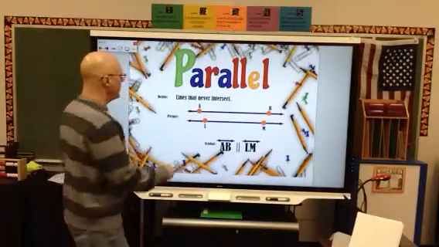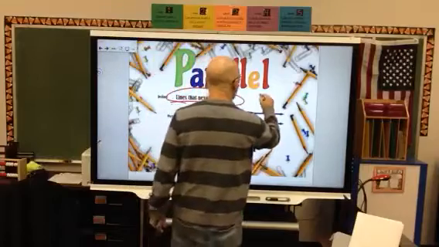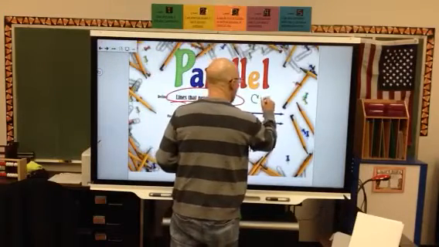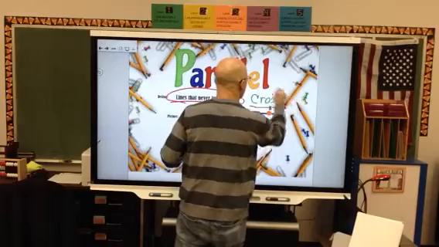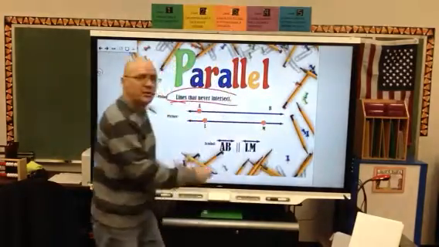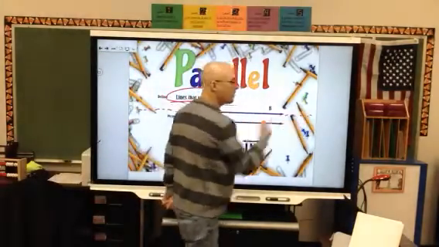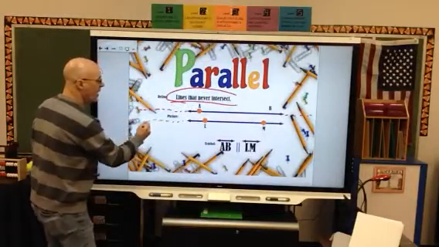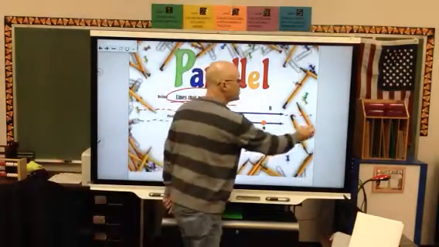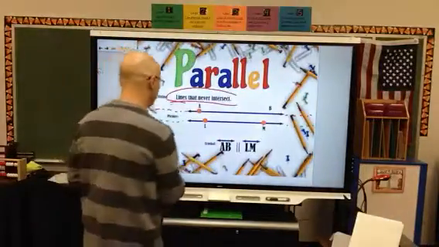And what you will see is lines that never intersect. What intersect means is cross. These lines will never cross. Okay? They will never cross. They never touch each other. So if you continued this line out forever and ever this way, and forever and ever this way, and you continued this line out forever and ever this way, and forever and ever this way, they could go forever and ever and ever and ever, and they would never touch each other. Okay? They would never touch.